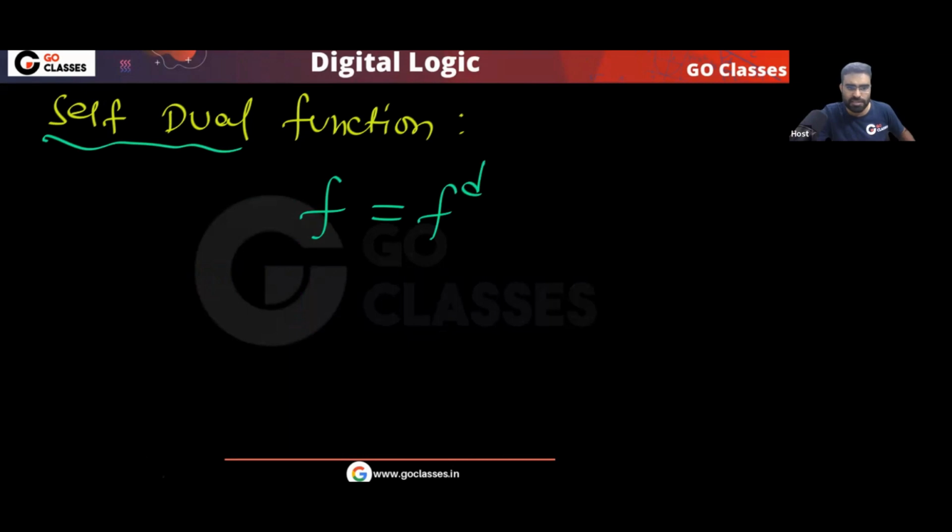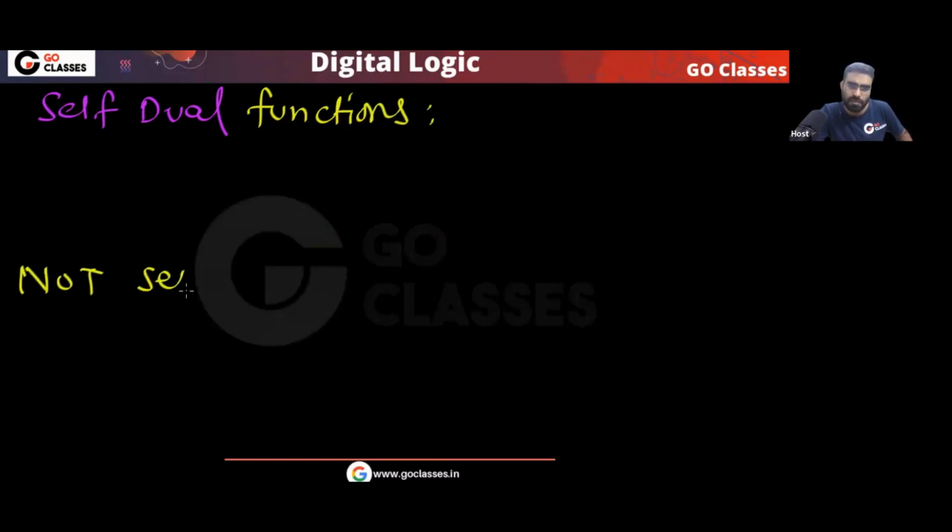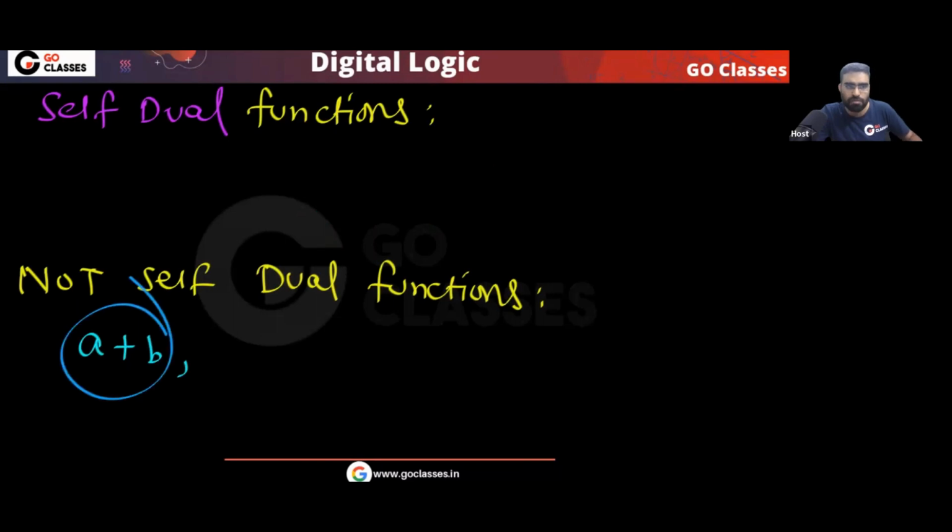So tell me, among the standard functions, which functions are self-dual and which are not self-dual? For example, I can say OR is not self-dual. The dual of OR is AND. Similarly, AND is not self-dual. But you can see A is self-dual, A bar is self-dual, 0 is not self-dual, 1 is not self-dual.